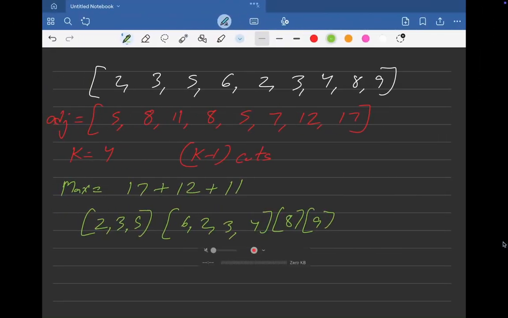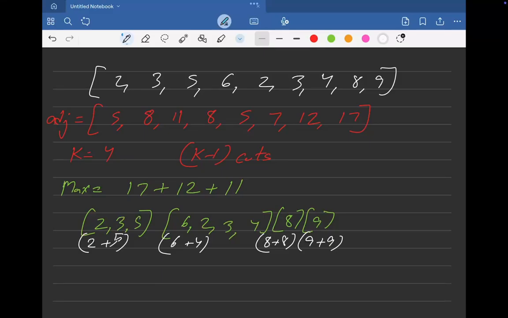So this is the portion, and if I have to calculate, the cost will be 2 plus 5, and here it is 6 plus 4, here it is 8 plus 8, and here it is 9 plus 9, right? So this is the maximum. I know it is different, but let's first focus on this concept.